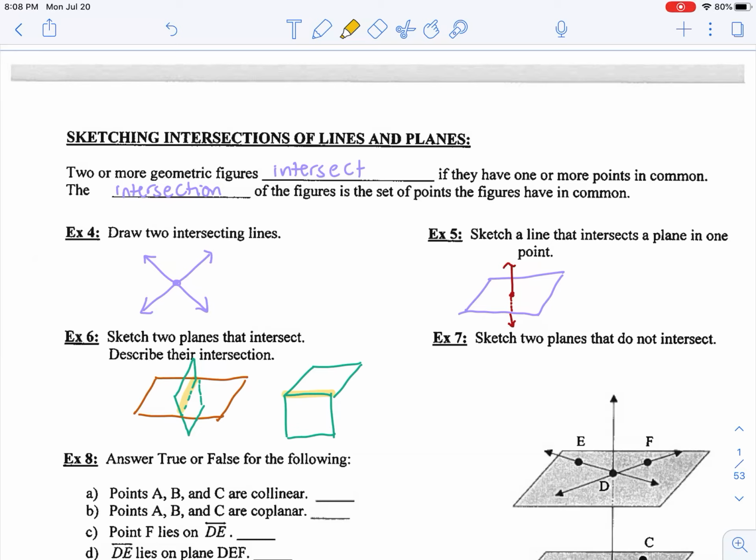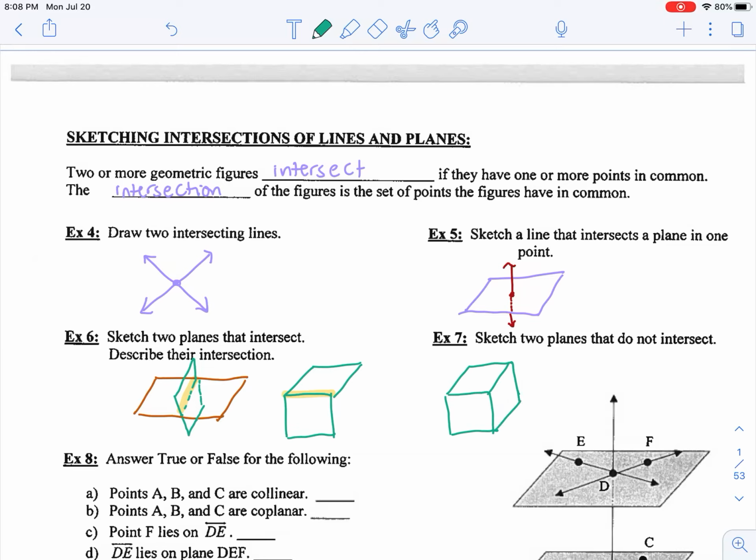So finally, for example 7, we're going to sketch two planes that do not intersect. And the best way to think of it is to sketch a three-dimensional box if you were to do that. Let's say you drew that parallelogram. And let's say we're drawing a cube, so then the side is a square. Let's go ahead and sketch the other side of the right side of the cube.